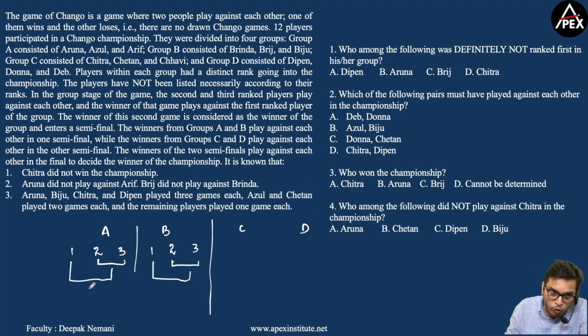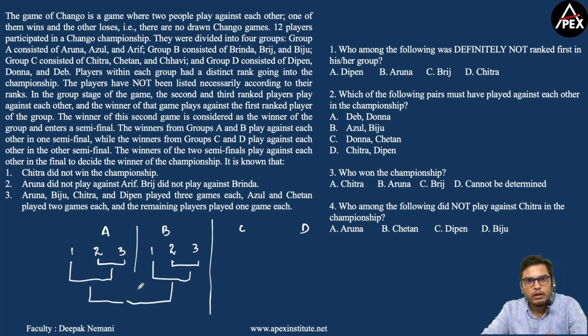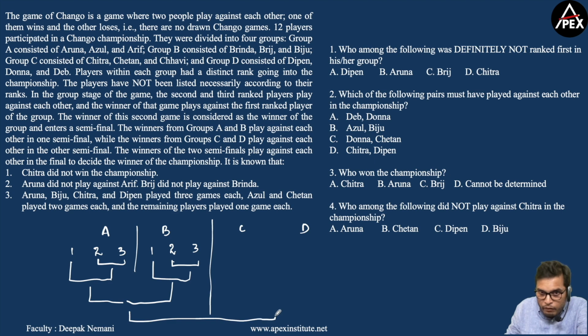And the winner of group A will be playing with the winner of group B in the first semi-final. And similarly between group C and D. And the winner of this semi-final will be playing with the winner of the semi-final between group C and D. And we are asked 4 questions based on the given information.